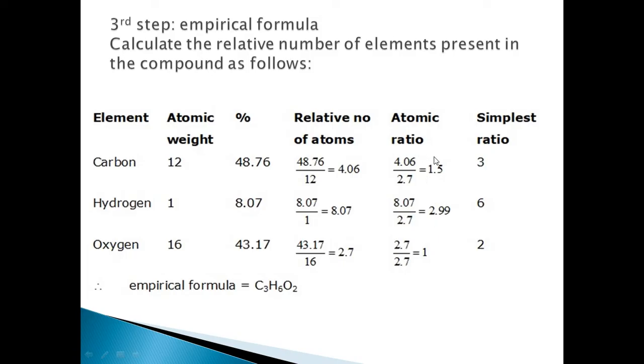The next thing is to multiply through. We multiply everything by a number so that we get whole numbers. If we multiply through by 2, 1.5 by 2 will give us 3. 2.99 by 2 gives us 6. And 1 by 2 gives us 2. Now that gives us the simplest ratio. So the empirical formula for our compound is C3H6O2. This is how we determine the empirical formula of a compound from the given information.